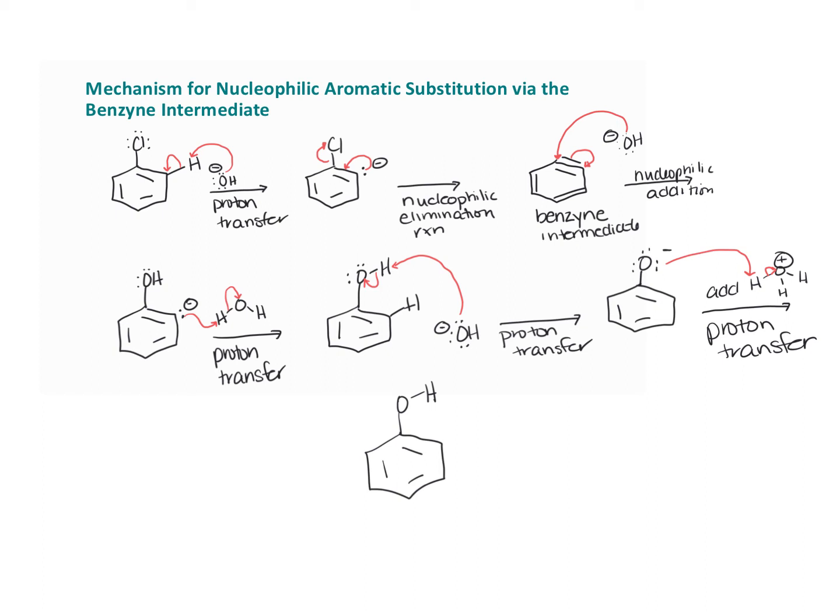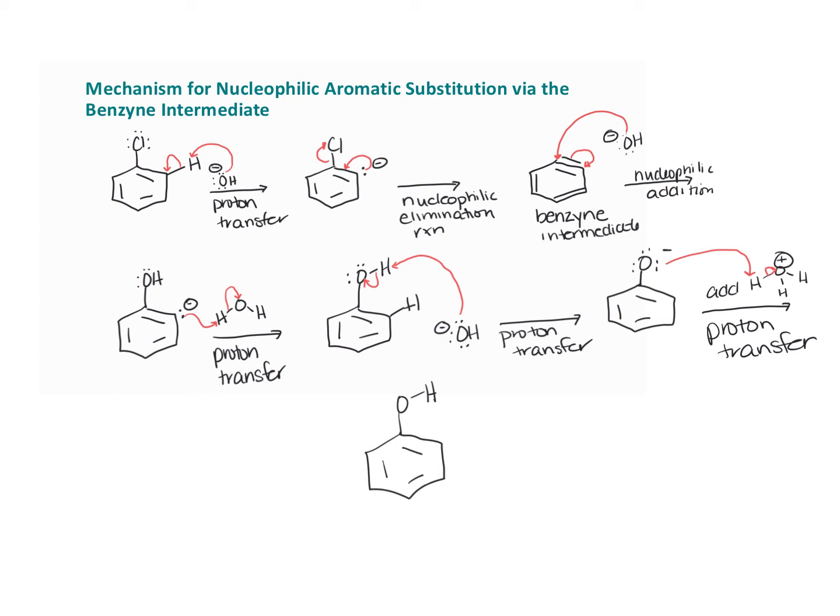And so this is the mechanism. A few things here. Both steps 1 and 2 are relatively slow. Step 1 is slow because a very unstable carbanion is produced, which is why that strong base is required. And then step 2 is slow because this benzyne product here is really unstable due to the large amount of angle strain caused by the triple bond. And so let's visualize that a little bit more.